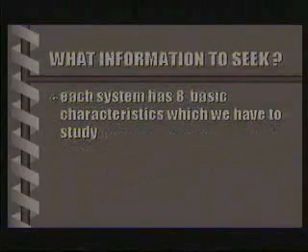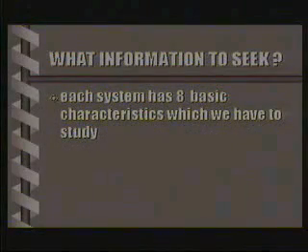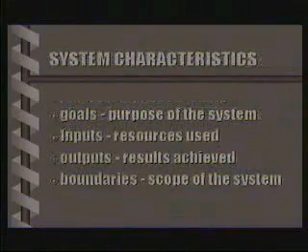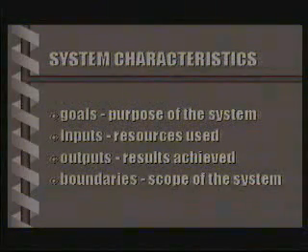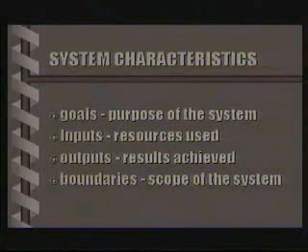Okay. The next thing, what is the information that you're going to ask? Each and every system consists of 8 basic characteristics which we have to study. These characteristics are, first, the goals of a system. Each and every system is created, is constituted with a reason. It has a purpose. That is the goal of the system.